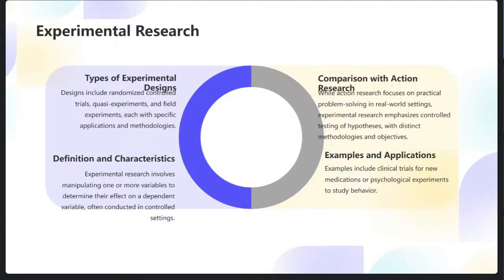And the comparison between action and experimental research: action research focuses on practical problem solving in a real world setting, and experimental research is a controlled testing of the hypothesis. If I say that my rocket is working properly, we need to test it first, whether it is working properly or not. That testing or trial comes under experimental research. But if we are proving the hypothesis based on some previous data, then it is not experimental.